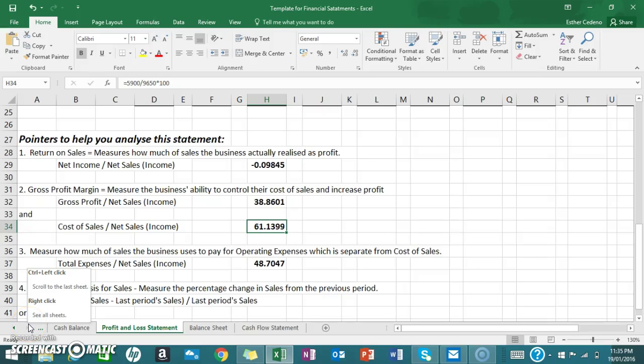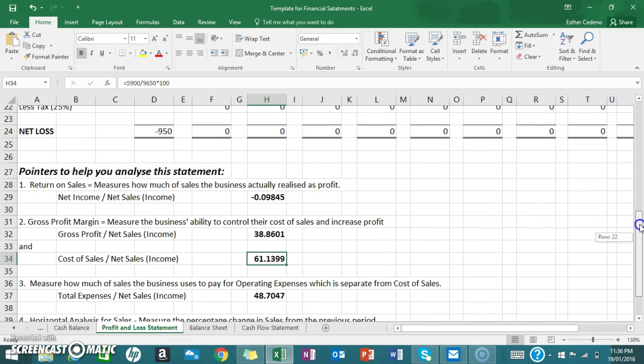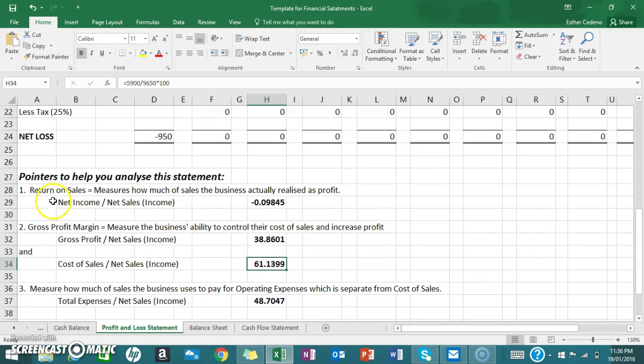So the last part we're doing is the actual analysis of the financial statements, and I'm starting with the profit and loss statement where we had a loss of $950. Okay, so we're looking at the return on sales, and because of the loss, it cost the business $1.09, or should I say $1.10, to generate $1 profit. Okay, that's why they had a loss, because they were spending more than they were actually earning. Okay, so that's what it tells you. They were actually costing the business $1.10 just to earn $1 profit.